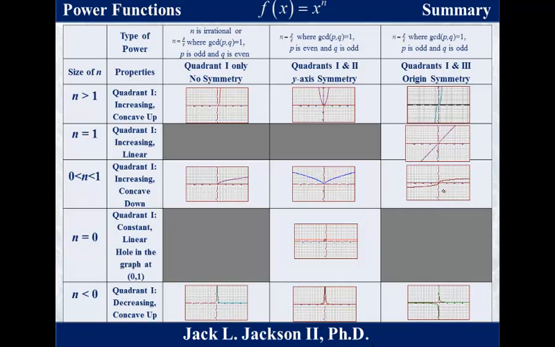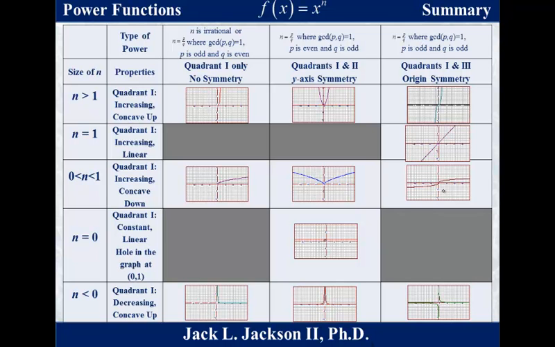And here they are. Notice if the power is greater than 1, the first quadrant is increasing, concave up, so all those in the first row of graphs are that way. n equals 1 is a very specific graph, y equals x. That's the only one that's a straight line, increasing with slope of 1. If the power is between 0 and 1, in the first quadrant you've got increasing but concave down. That's the next row. n equals 0 is a very specific one. That's the line y equals 1 with a hole in it at (0, 1).